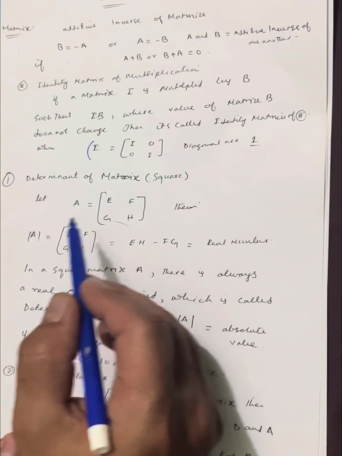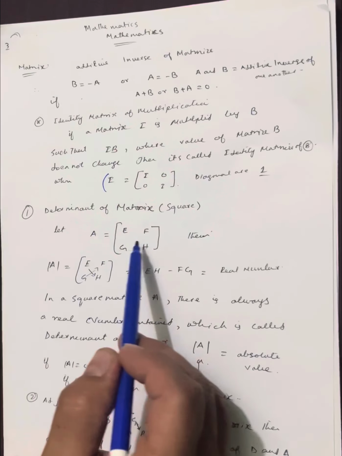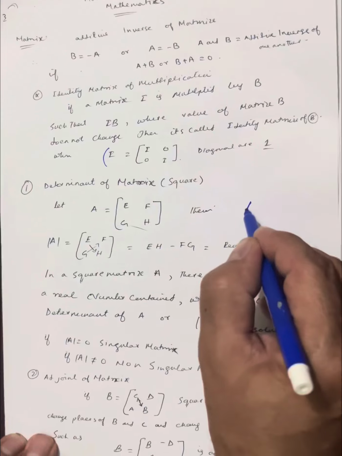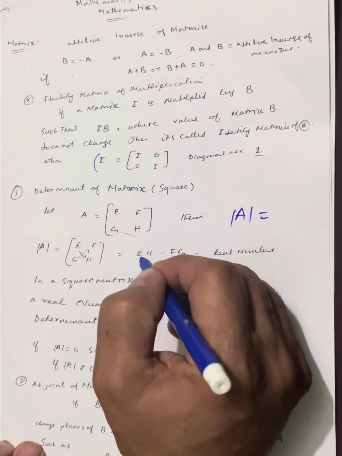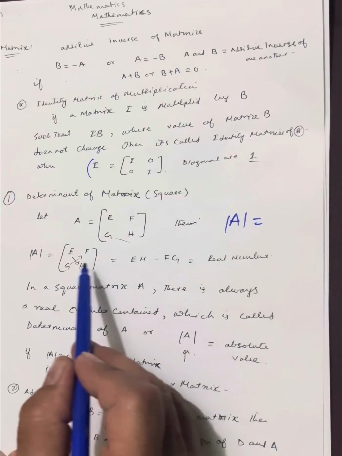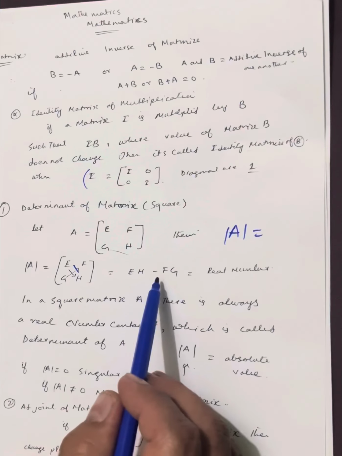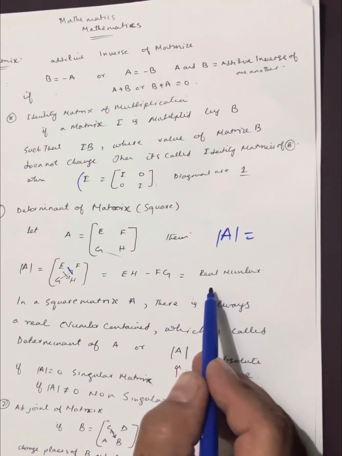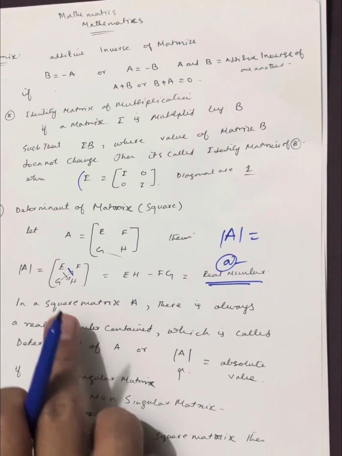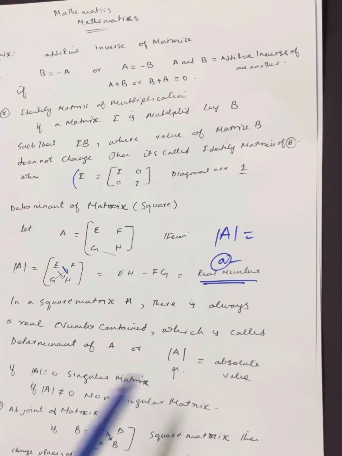The determinant of a matrix is simply the absolute value, you can also say. So let A be equal to the matrix E F G H. The absolute value of A, just change this large bracket. What you do is multiply the diagonal elements: EH minus FG. This is always a real number. It's always a positive real number. So it's called the determinant of the matrix, and it's always a real number.